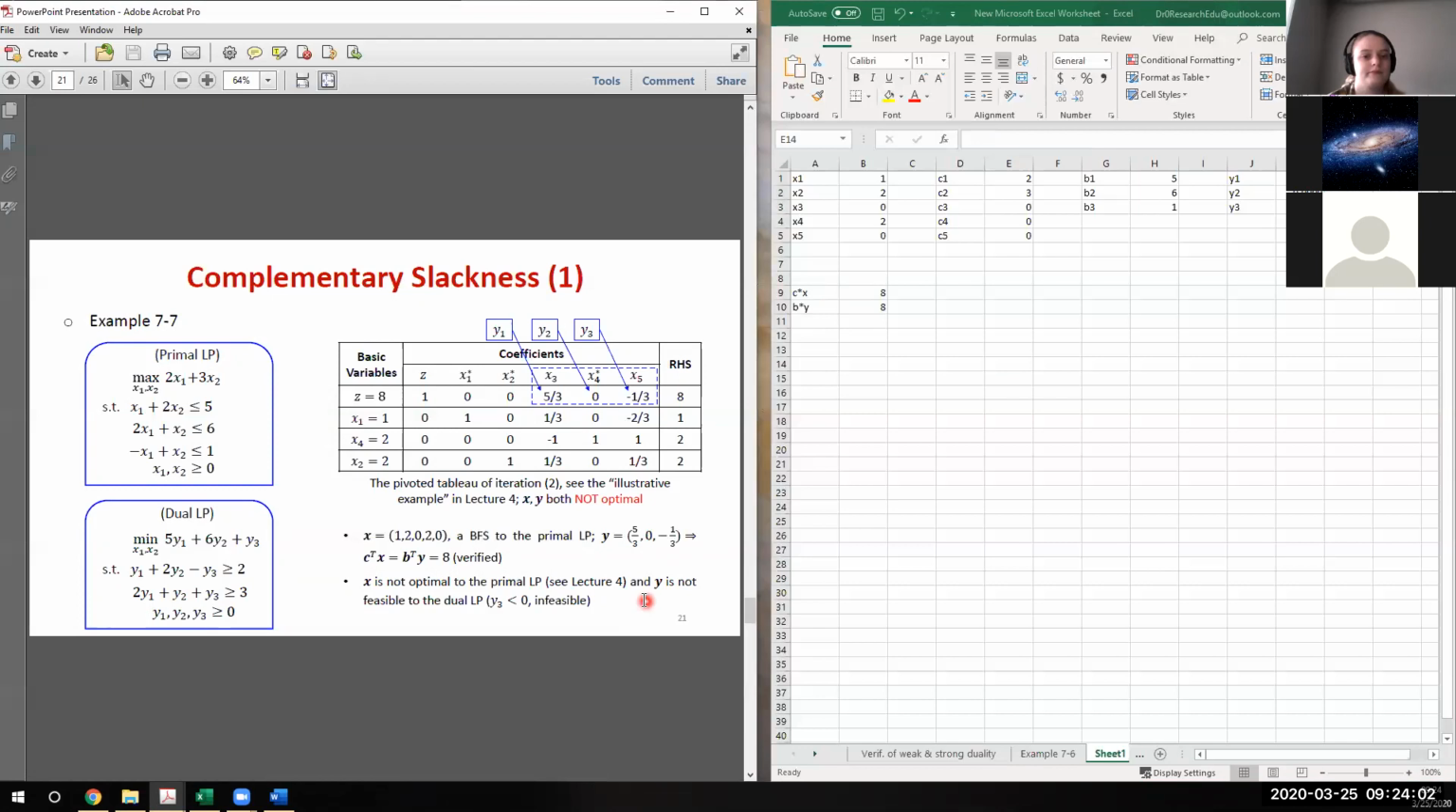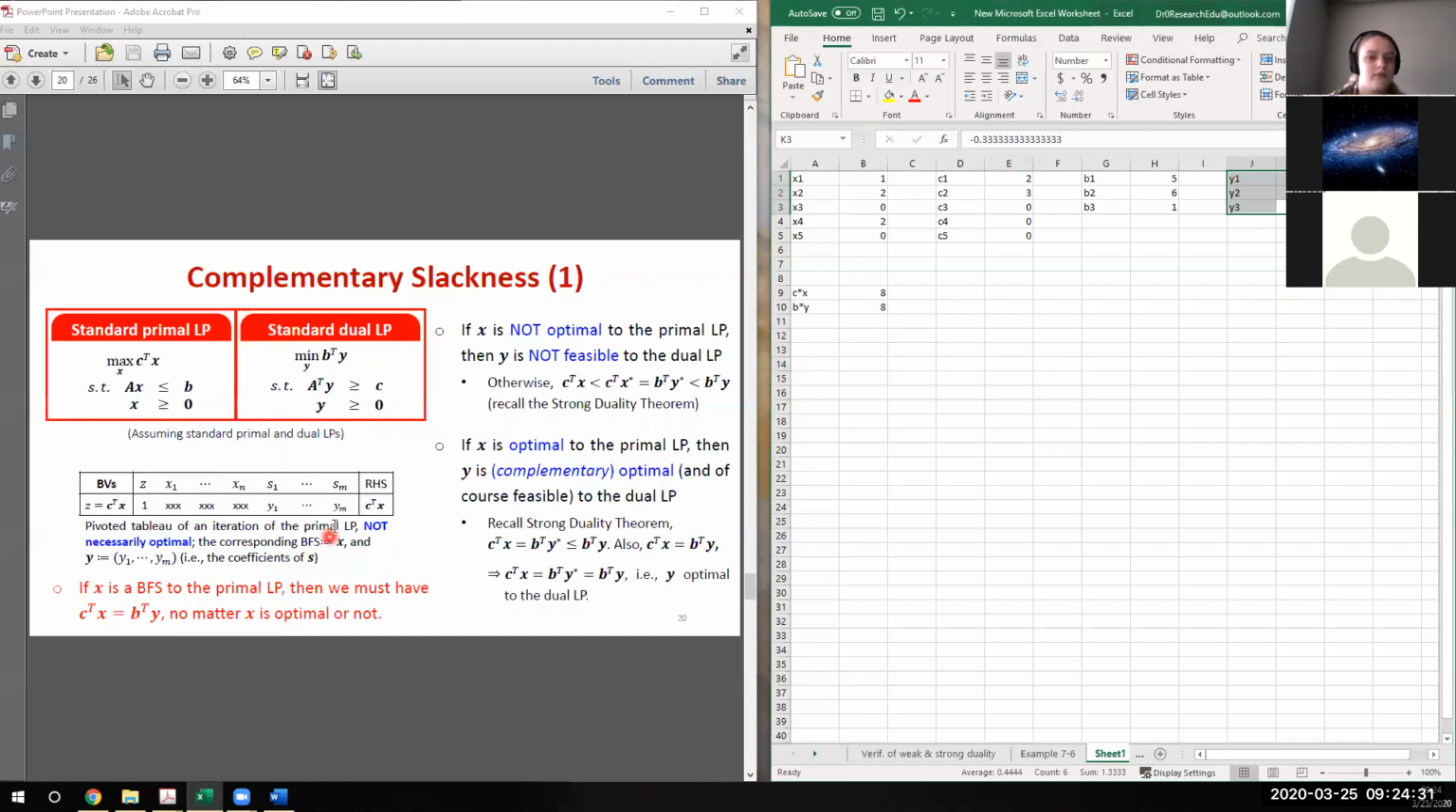Let's check whether y is really feasible to the dual LP. The conclusion is no. Why? Because your y3 equals -1/3, but your constraints require y1, y2, y3 greater than or equal to 0. So this solution, y1 equal to 4/3, y2 equal to 0, y3 equal to -1/3, is not feasible to the dual at all. This shows that if x is not optimal, then y is not feasible.